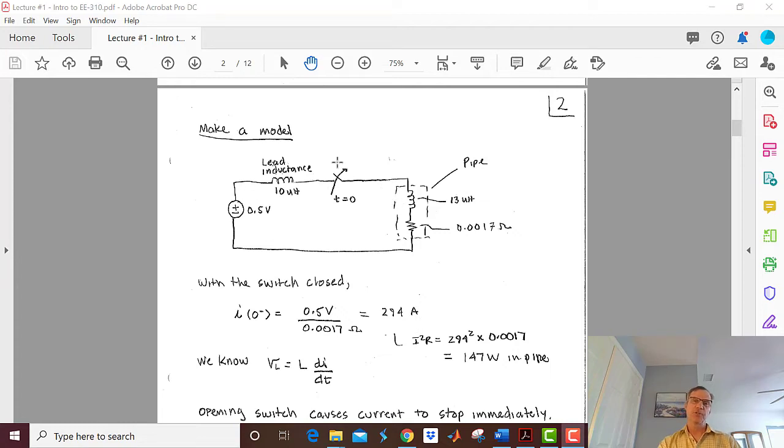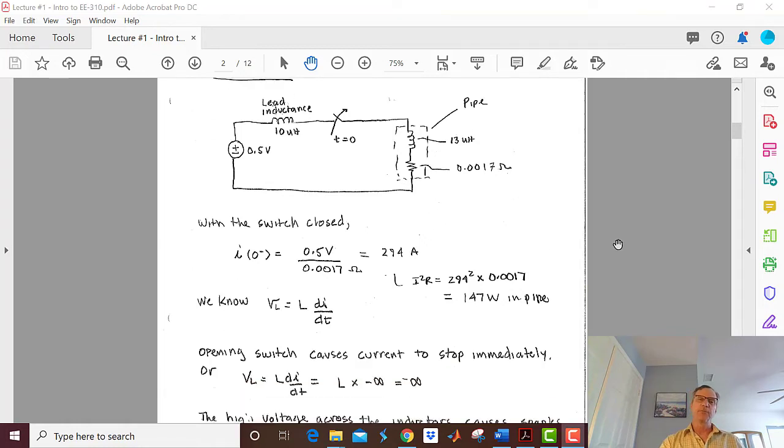And so while the switch is closed, my 294 amperes, if I use my power formula, which we'll also cover in this class, which is I squared R, or the current squared times the resistance, I'm putting 147 watts in this pipe. This pipe is dissipating 147 watts. Okay, well, that explains why the ice melted.